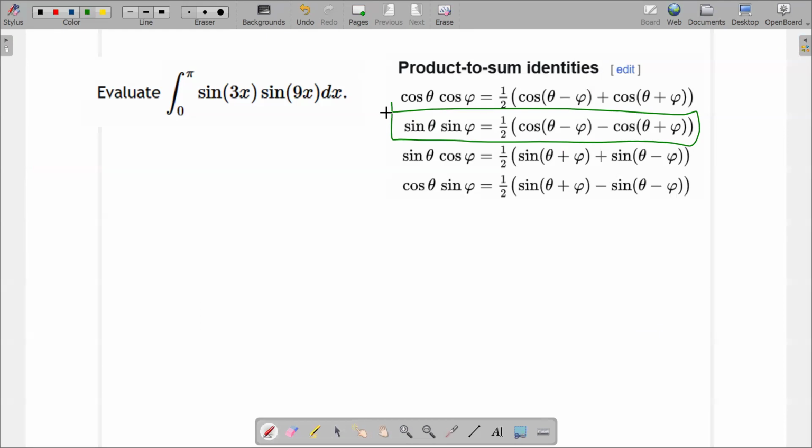So then we can rewrite this as the integral. We can pull out the 1/2, and then we'll have the cosine of, we'll say this one is our theta, and this one is our phi. So we're going to have a 3x minus 9x. So that's going to be the cosine of negative 6x minus the cosine of theta plus phi. So 3x plus 9x is going to be 12x.